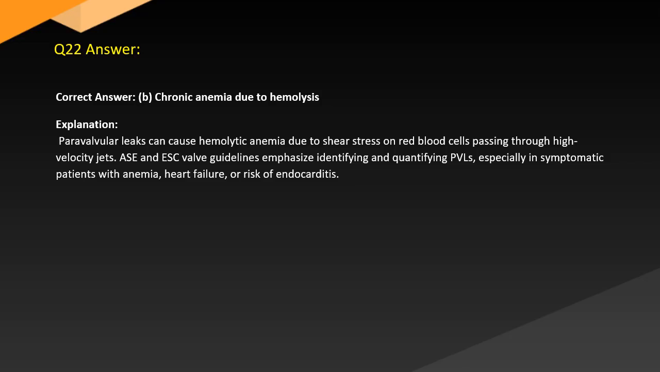Answer. Correct answer: B. Chronic anemia due to hemolysis. Explanation. Paravalvular leaks can cause hemolytic anemia due to shear stress on red blood cells passing through high-velocity jets. ASE valve guidelines emphasize identifying and quantifying PVLs, especially in symptomatic patients with anemia, heart failure, or risk of endocarditis.